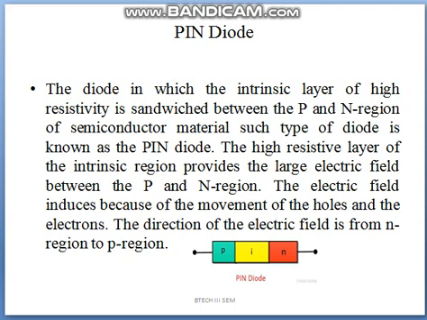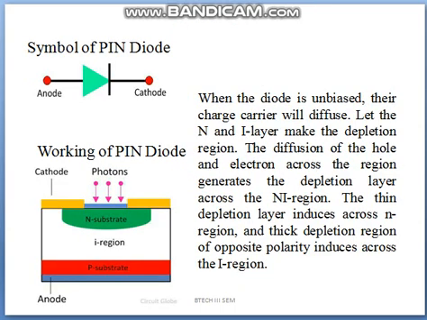This is the structure of the PIN diode, as shown in the figure. This is the symbol of the PIN diode, as shown in the figure. It is a two-terminal device. First is the anode and second is the cathode. Now we discuss the working of the PIN diode.